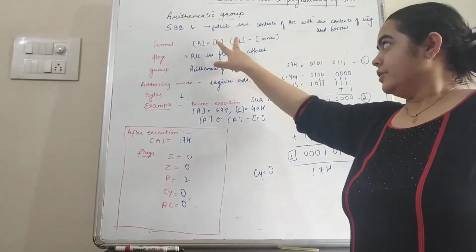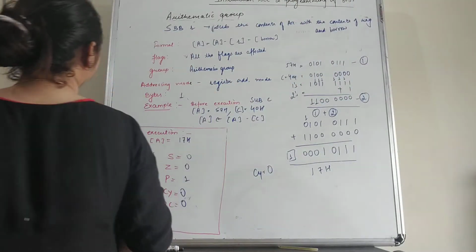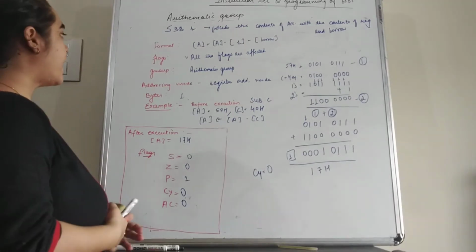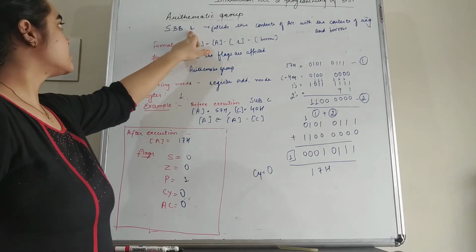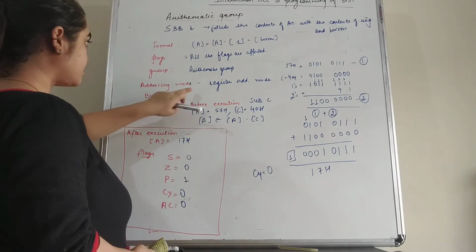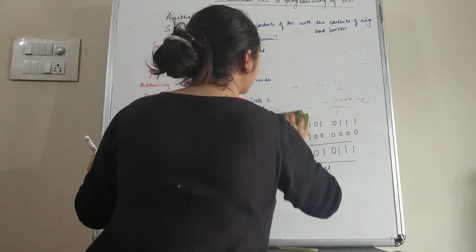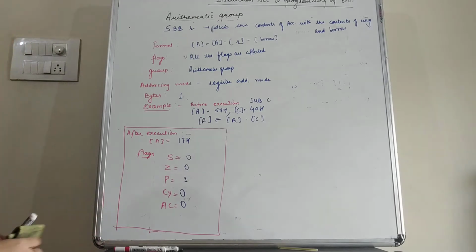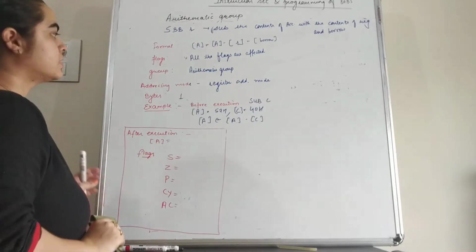Next is flag. After the execution of this instruction, all the flags are affected. The group of this instruction is the arithmetic group, and the addressing mode is again register addressing mode, because the register is specified in the instruction. Bytes: only one byte is there, because no data and no other direct address is given in the instruction. Now students, this instruction again we can see with the help of an example.